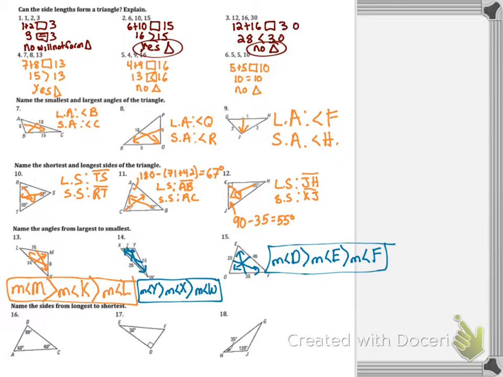Now name the sides from longest to shortest. So again, this is the opposite of what we just did. My longest side is going to be the side that is opposite of my biggest angle. My biggest angle here is 80. The side opposite of it is AC.